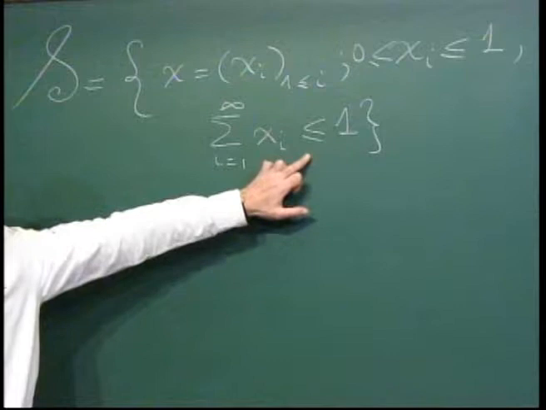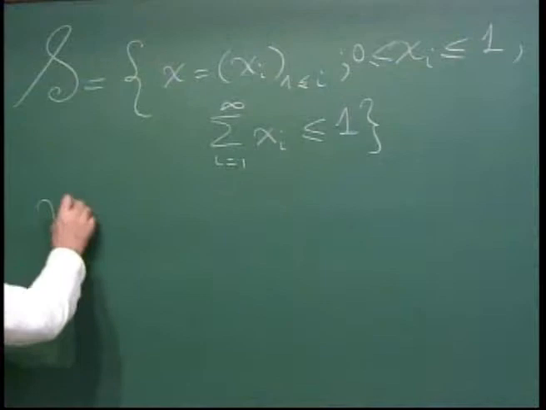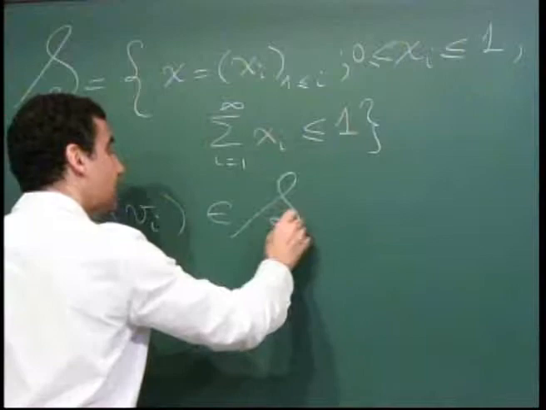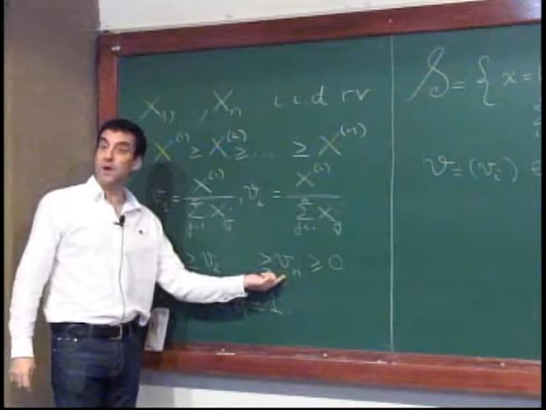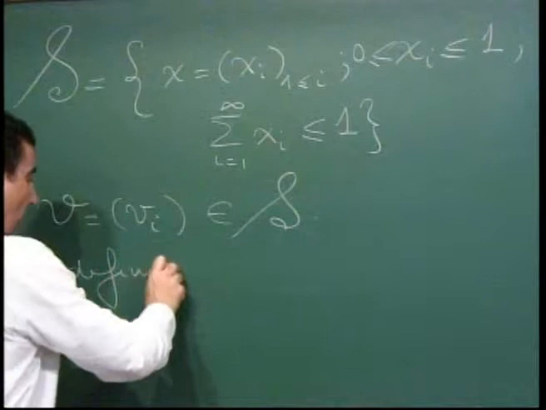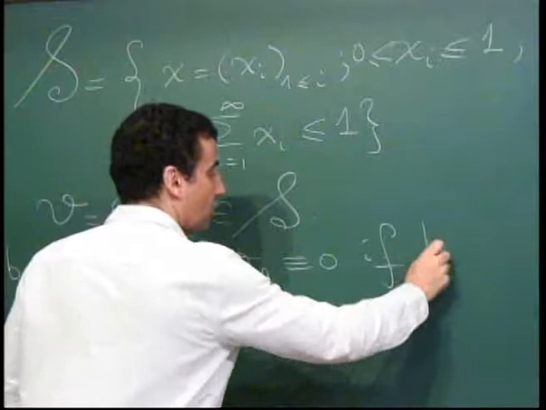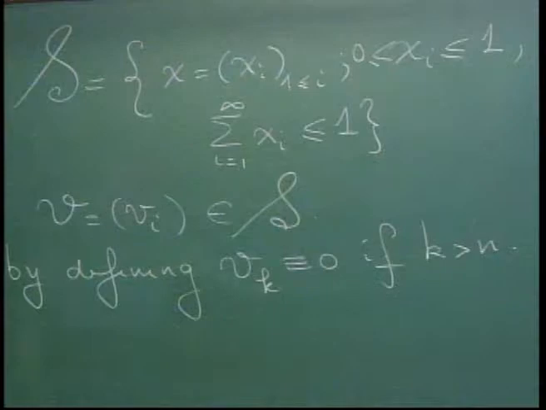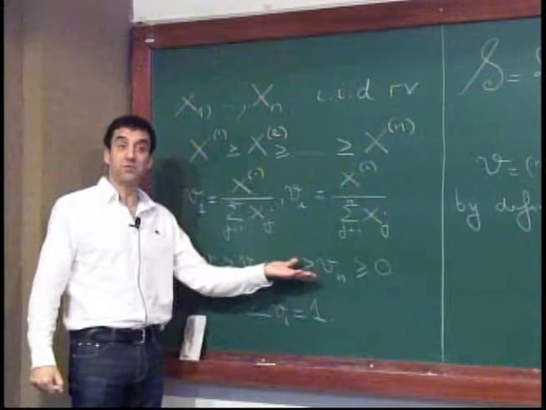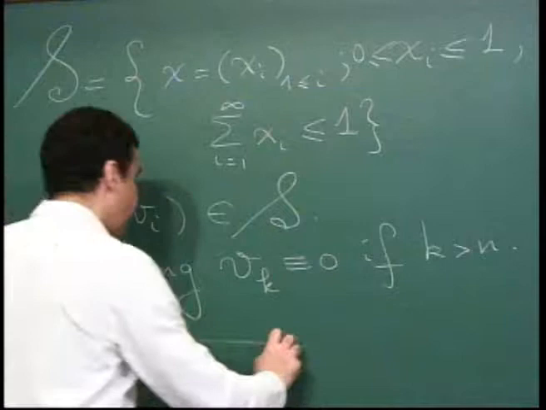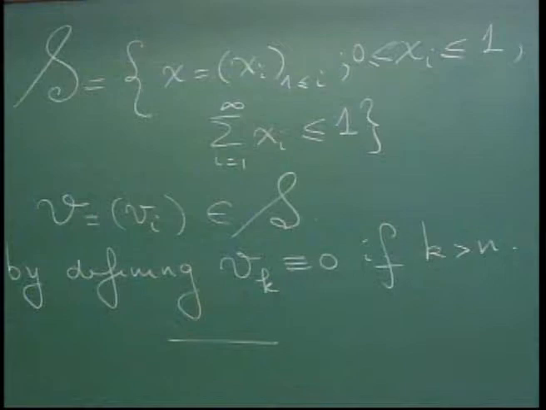And of course, my V here, this collection of Vi, you can look at it as being an element of S. There is a little problem here, which is that this V is only defined up to n. So I just define Vk to be 0 if k is larger than n. My sequence here stops at n, so let's just put 0 for everything else. This is a random probability distribution on the integers, and I just extend it by 0. So any such set of numbers defines a V. All right? So if these xi's are random, this V is a random element in S. It's a random variable with values in S.